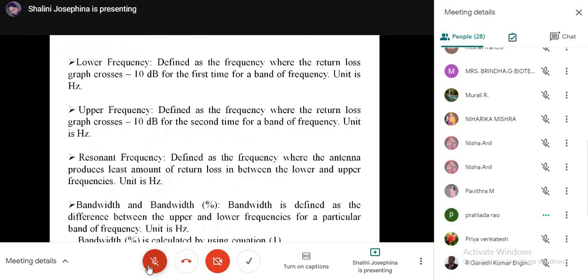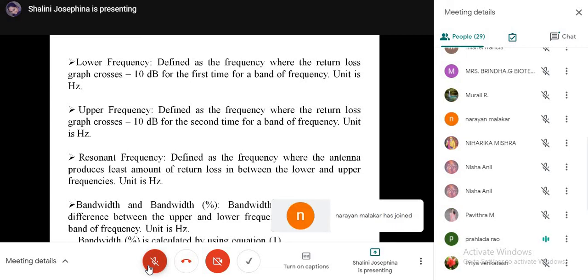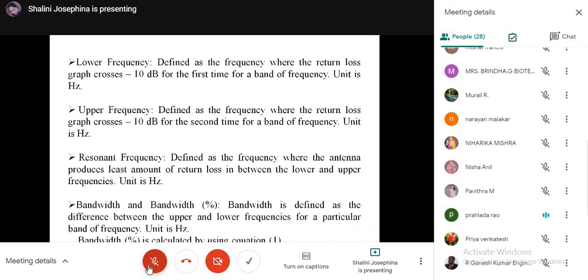Now coming to the lower frequency. Lower frequency is defined as the frequency where the return loss or the reflection coefficient crosses the minus 10 dB for the first time for a band of frequency. The unit is hertz. Please go to the previous slide.